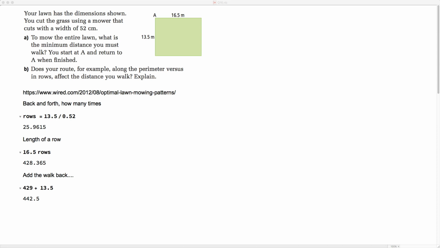I did a quick search for optimal lawn mowing patterns, and there's one person who used all kinds of calculus, and they were talking about how long it took to turn the lawnmower around, whether you sometimes would go forward and then back up because that was faster than turning the lawnmower around, and all of these things that you would have to take into account. How much of a gap are you leaving between each row?